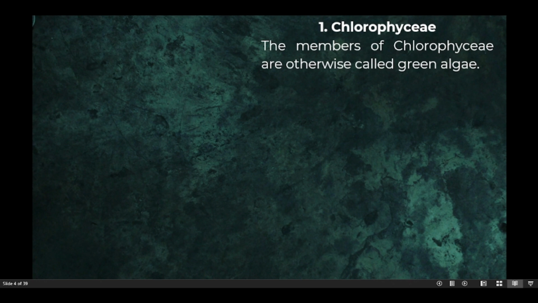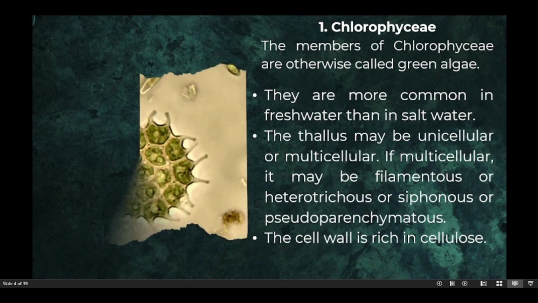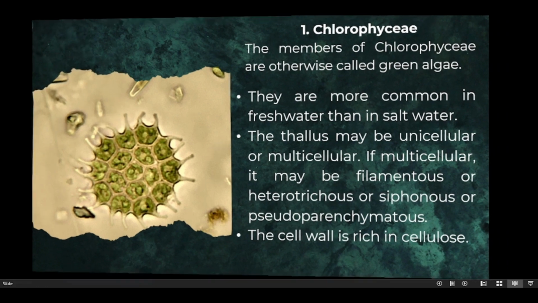Chlorophyceae. The members of Chlorophyceae are otherwise called green algae. They are more common in freshwater than in saltwater. The thallus may be unicellular or multicellular. If multicellular, it may be filamentous or heterotrichous or siphonous or pseudoparenchymatous. The cell wall is rich in cellulose.